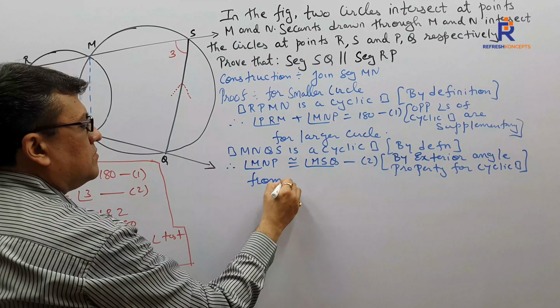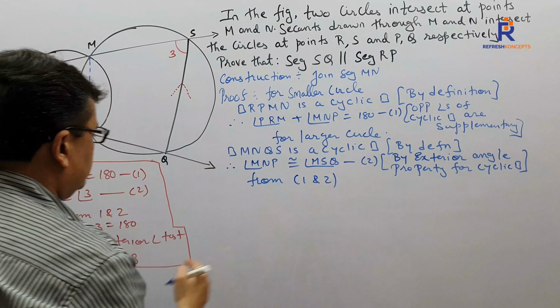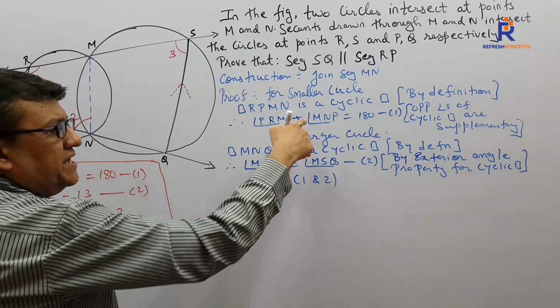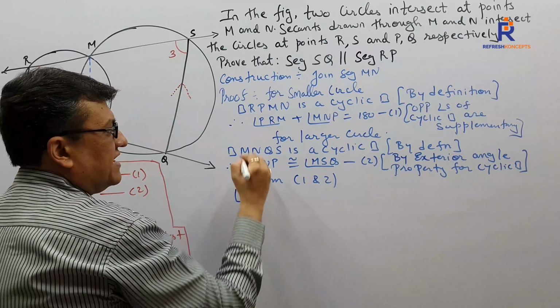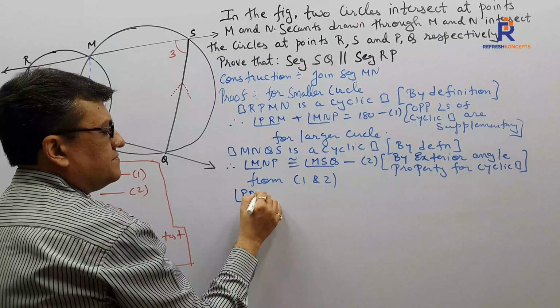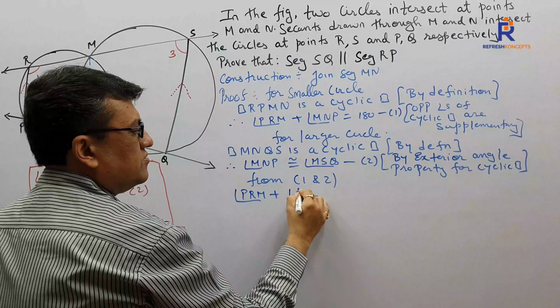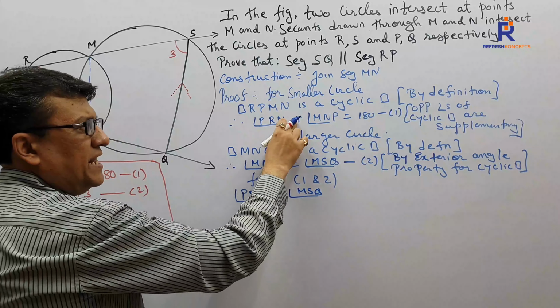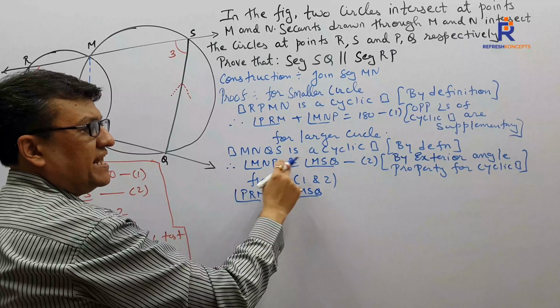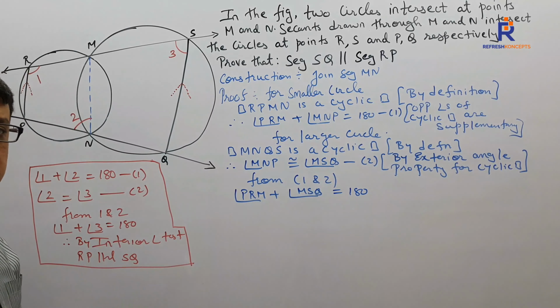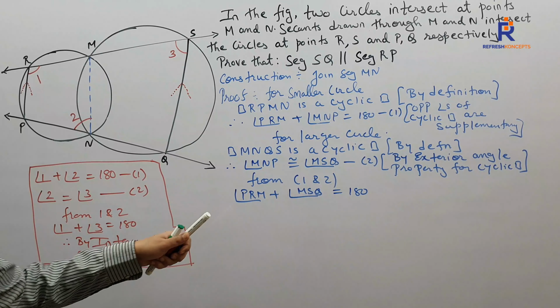So what can I say? From 1 and 2, MNP is congruent to MSQ. So can I say, as it is PRM plus, instead of MNP, MSQ is 180? Still, we are not done. Those who feel that we are done, no, still we are not done.